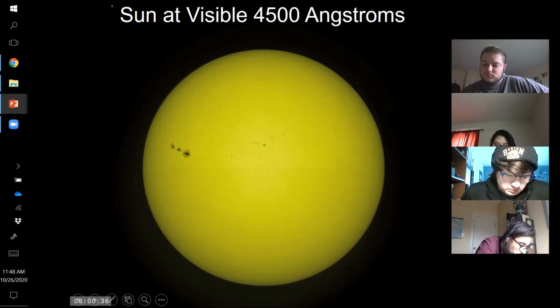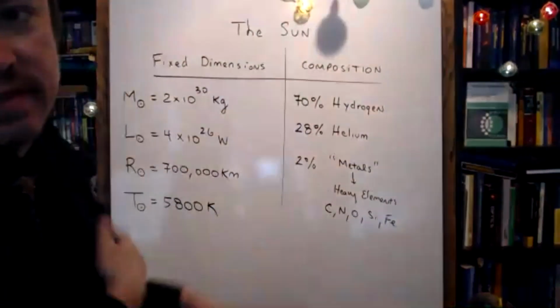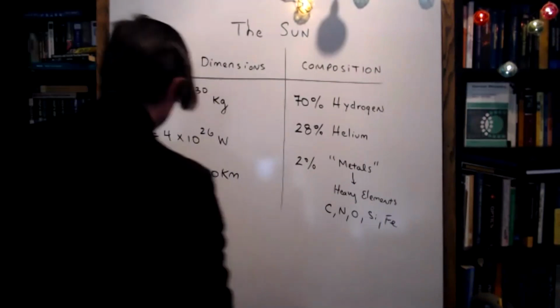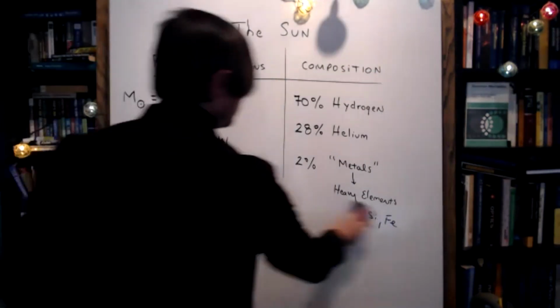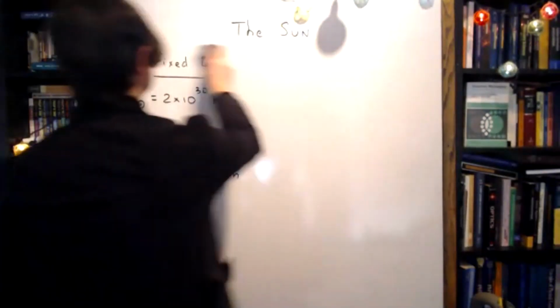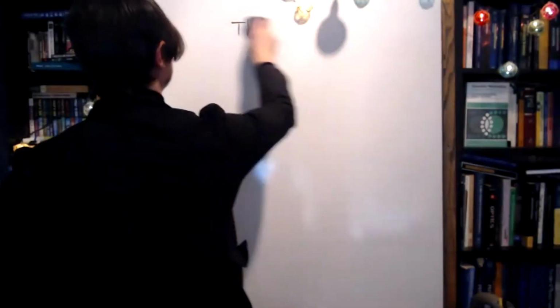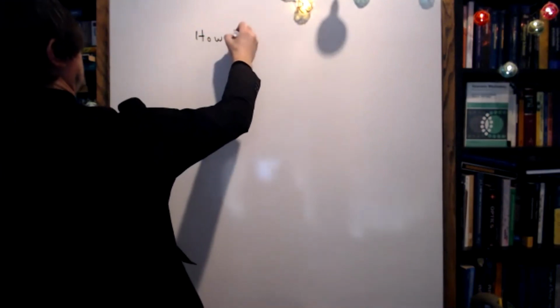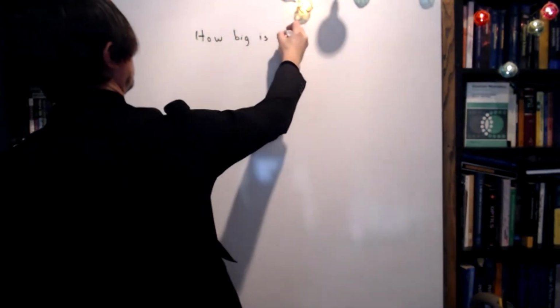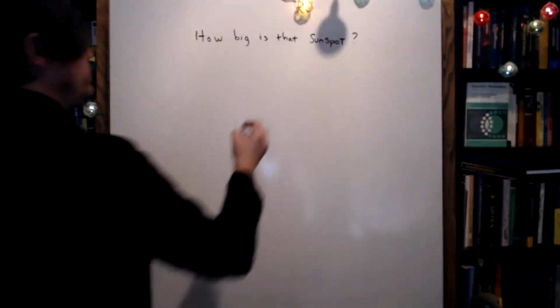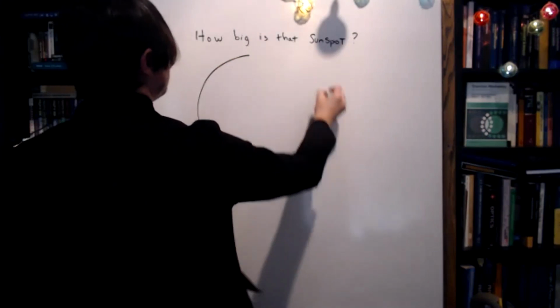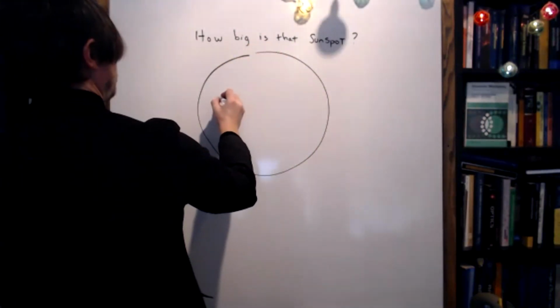I want to see if we can figure out how big a sunspot is together. I'm going to erase this. Now, remember the sun has a radius of 700,000 kilometers. Let's play a game called How Big is That Sunspot? What we'll do is draw an image of the sun, and we'll draw an image of the sunspot.